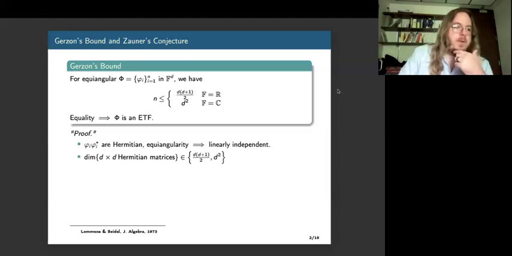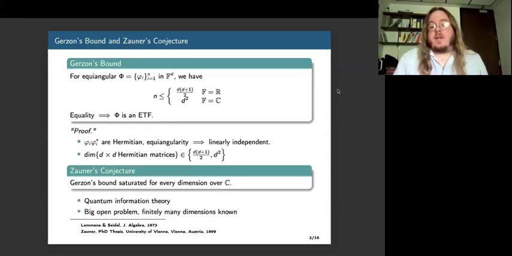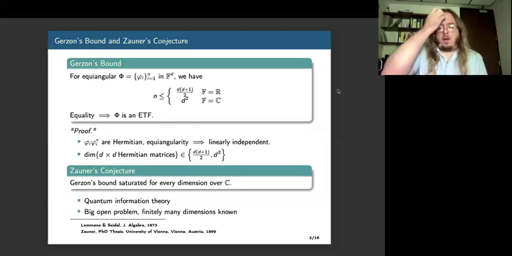So closely tied together with Gerzon's bound is this big open problem, a famous conjecture called Zauner's conjecture. It states that Gerzon's bound is saturated for every dimension over C. This has applications in compressed sensing and notably quantum information theory. But the big takeaway that I want you to know here is that, again, this is a big open problem. A lot of people really care about it, and it's very hard. Only finitely many dimensions are known for which Gerzon's bound is saturated over C, on the order of 200 or so. There's numerical evidence for more dimensions than that, but we really only know for not very many dimensions.